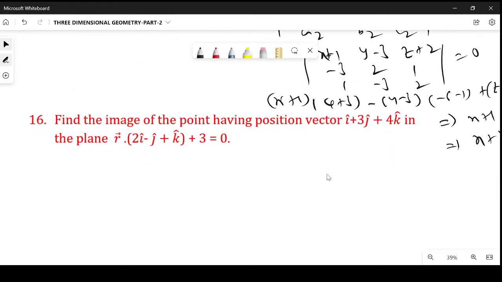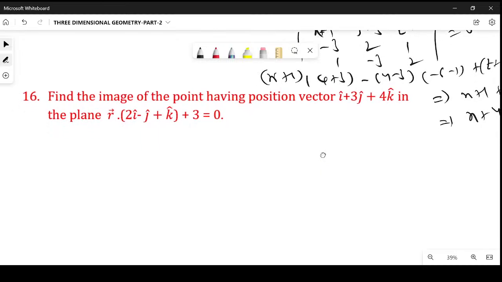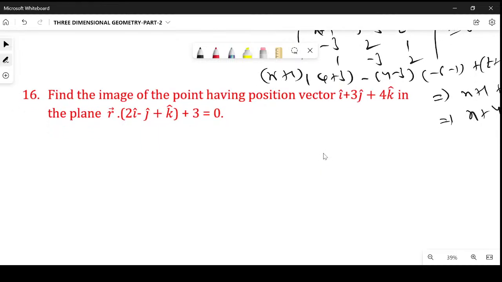Now find the image of the point with position vector i cap + 3j cap + 4k cap in the plane r bar dot (2i cap - j cap + k cap) + 3 = 0. This is the most important point, the most important expected question. You can learn this one and practice it. They are asking for the image of the point.